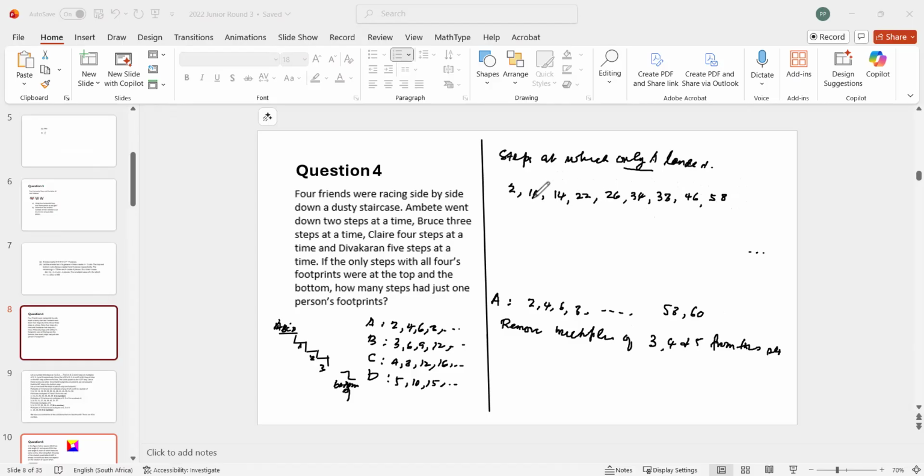So now you must take this out as well. 10 is a multiple of 5. So that gives you 8. Okay. Now let's take steps at which only B landed.